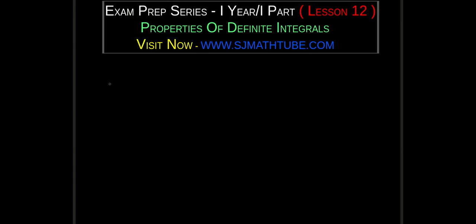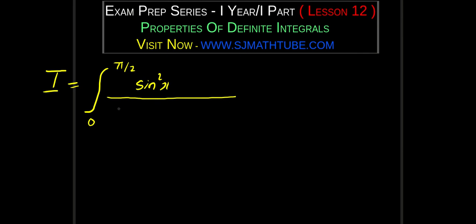Okay, so please write, evaluate the definite integral I is equal to integral 0 to pi by 2 sin square x the whole divided by sin x plus cos x dx.